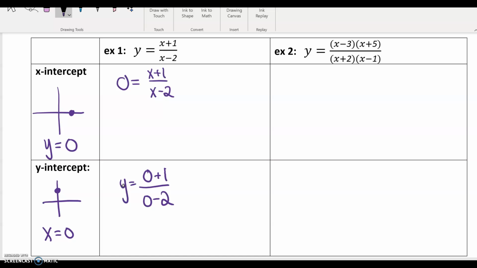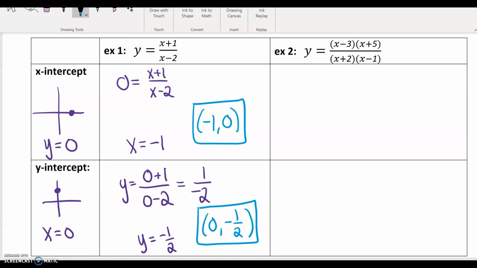Okay, so now that I've set these up for you, we've talked about x and y-intercepts. I want you to think these through and see if you can solve for y and solve for x to get the actual points. Think about it for a few seconds, and I'll come back with the answer. Okay, if done correctly, the x-intercept is at -1, 0. The y-intercept is at 0, -1/2.